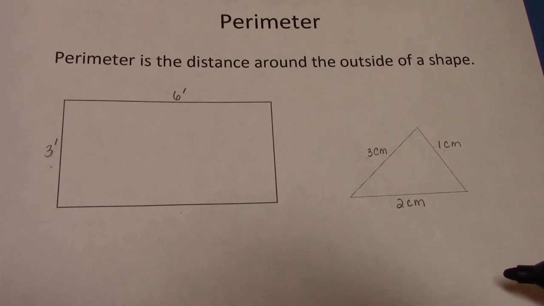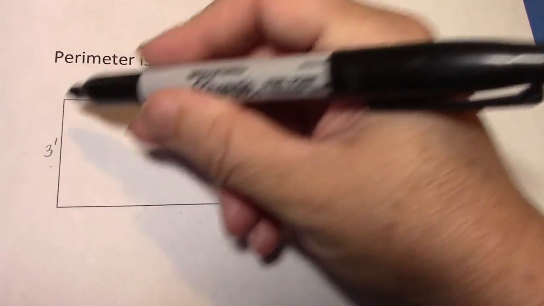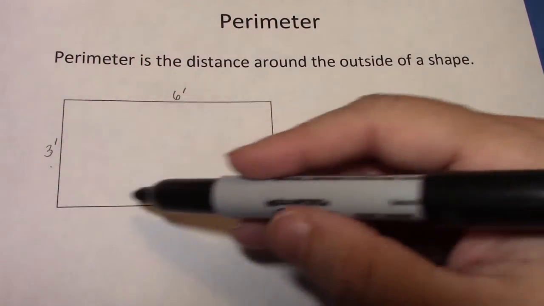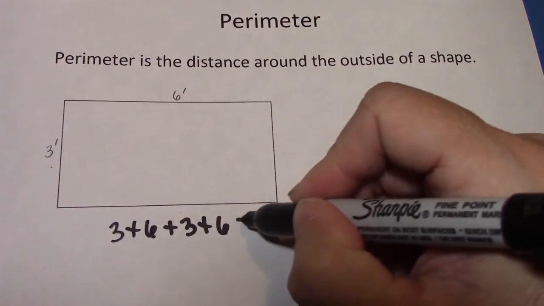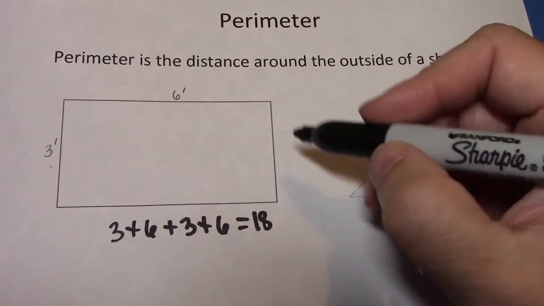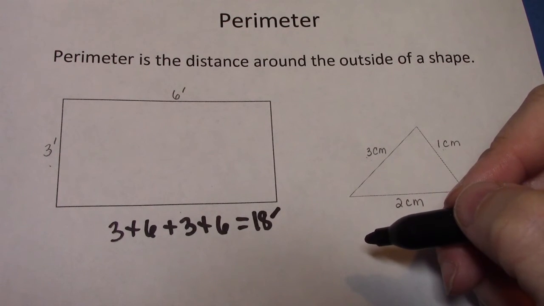Perimeter is the distance around the outside of a shape. We can measure the perimeter of a square, rectangle, triangle, or in fact any irregularly shaped object by adding together the length of its sides. So for example, the perimeter of this rectangle is 3 feet plus 6 feet plus 3 feet, remember the opposite sides are equal, plus 6 feet. So 3 plus 6 plus 3 plus 6 equals 18. Whenever a unit of measure is used, in this case feet, we should also keep that in our answer, 18 feet.